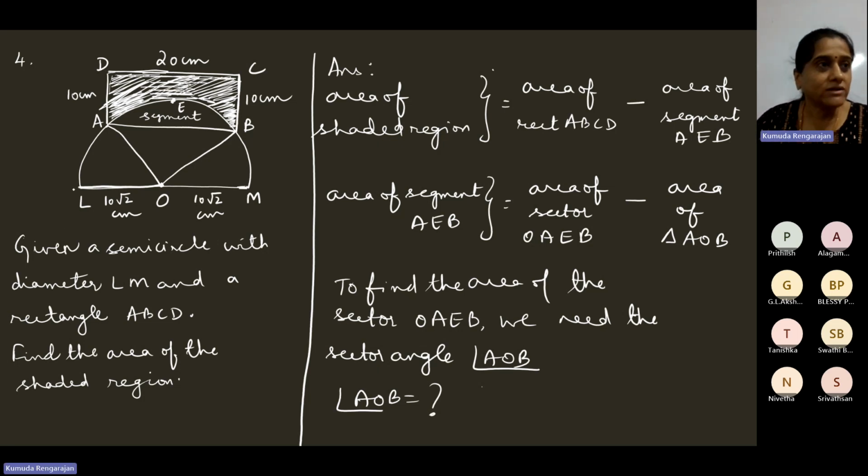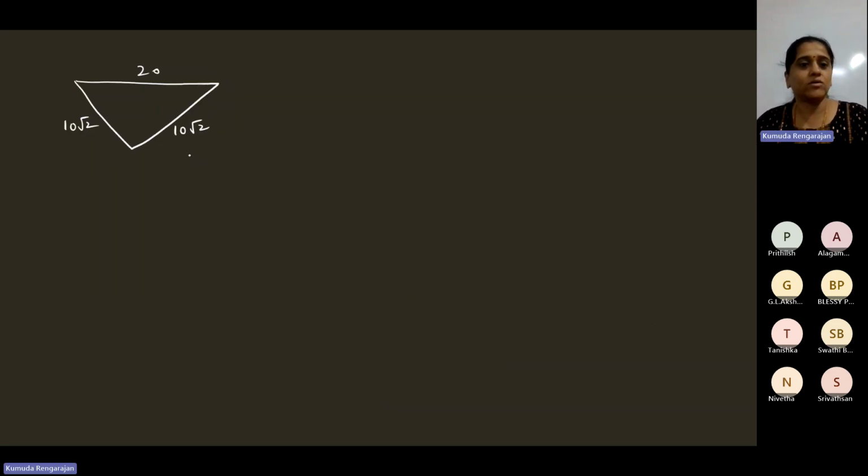What is OL, children? Radius, right? 10 root 2. What is OA? Radius, 10 root 2. What about OB? Radius, 10 root 2. From the center to any point on the circumference is radius. Okay. And then how much is the AB? 20. Okay. So OAB. AB is 20. OA, OB radius 10 root 2.